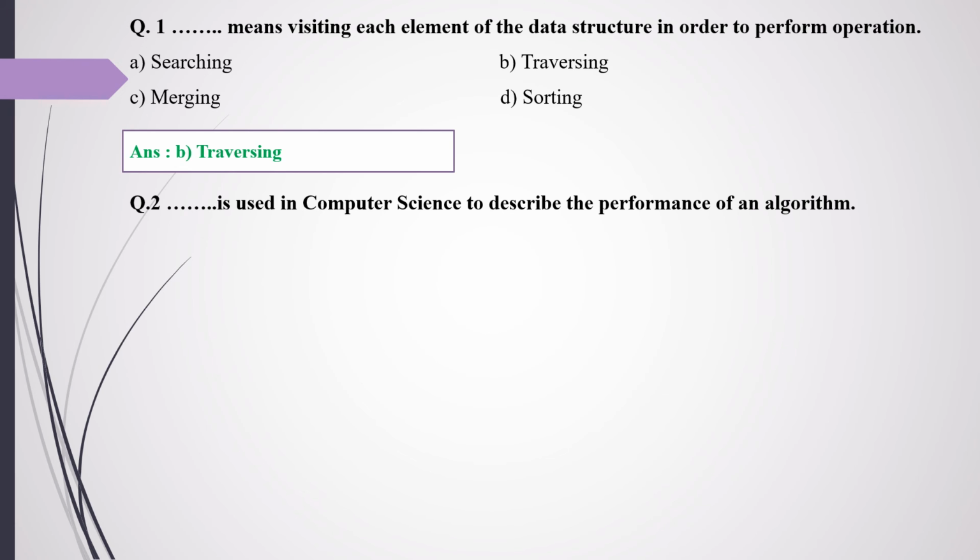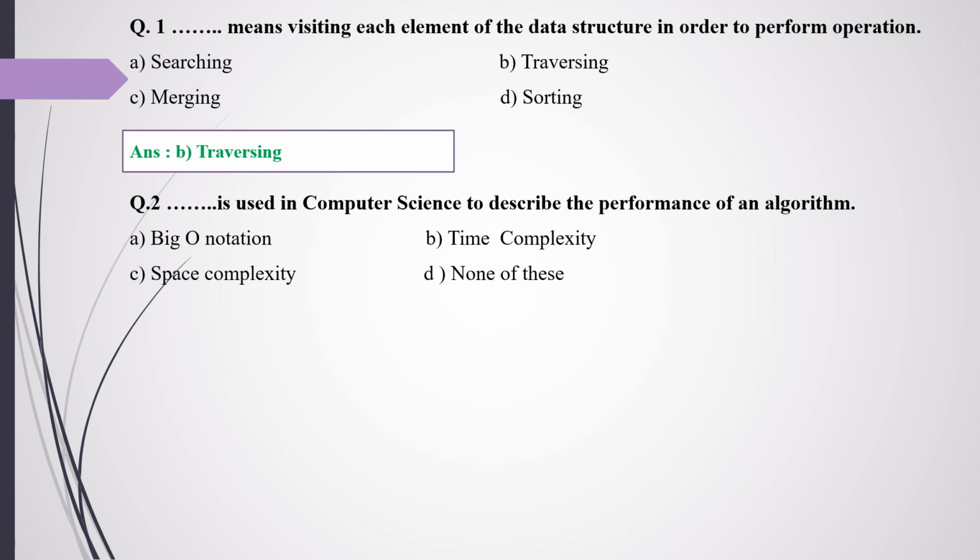Second question: dash dash is used in computer science to describe the performance of an algorithm. Options are: first option big O notation, second option time complexity, third option space complexity, last option none of these. The answer to this question is big O notation. Big O notation is used in computer science to describe the performance of an algorithm.